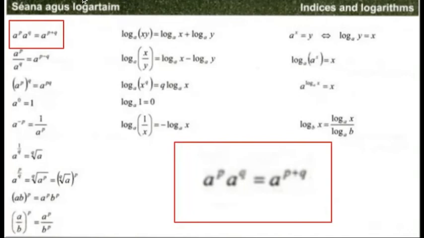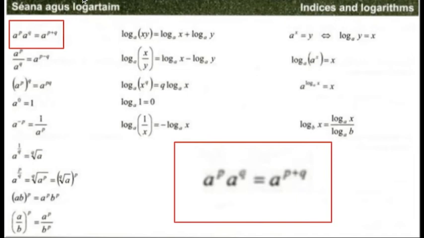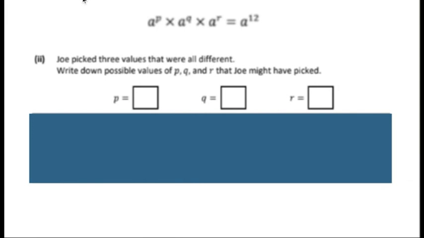So we have a variation now where Joe picked three values which are all different. So let's go back to the rule. This is addition when we have the powers in series. Therefore we can choose any three numbers which will sum up to 12.